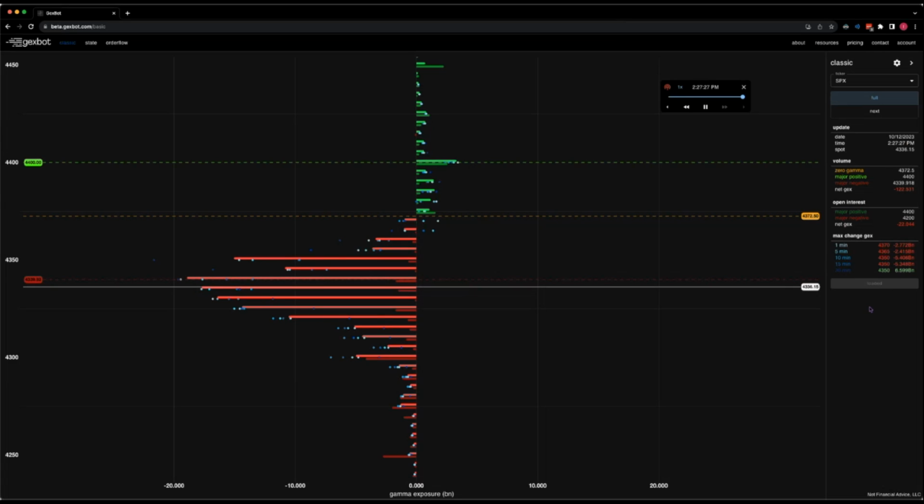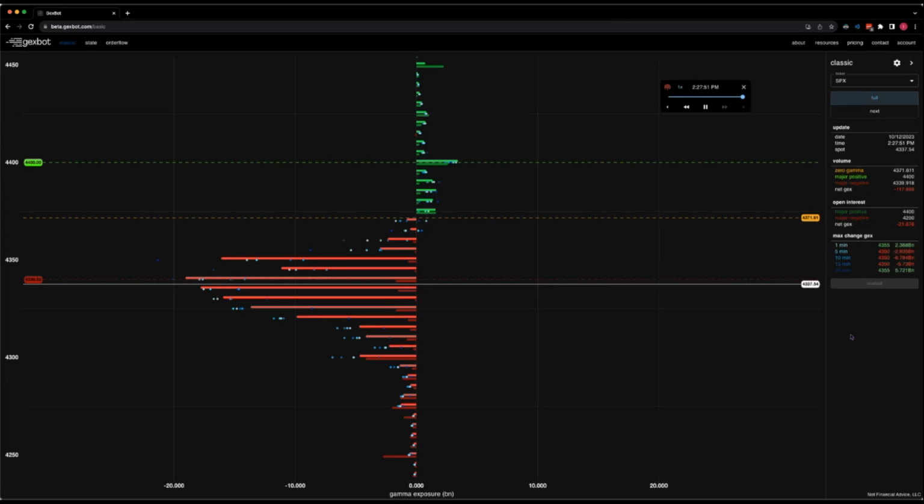So our max change GEX is also another way of looking at the change across time. It's basically telling you for each of those time frames, which strike underwent the greatest change in GEX. So it's a more systematic look at what strikes are getting hit the most, or whose positions are growing the most. Yeah, I think that's a good way to put it, right?